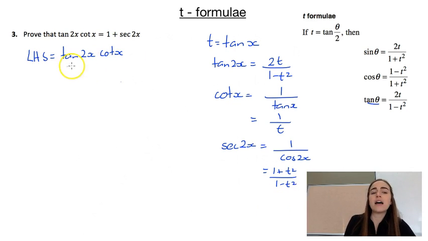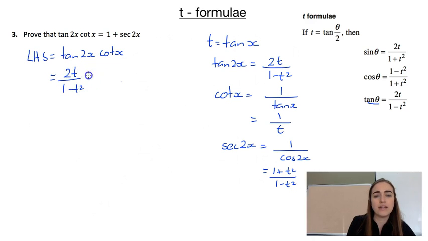Now to prove this, I'm going to start with my left-hand side. I'm going to simplify it down. And then I'm going to jump to my right-hand side and simplify that down, but show that they simplify to the same thing. So substituting these in, I'm going to have 2t over 1 minus t squared times my cot x, which was 1 over t. So my t's would cancel, and I'll just end up with 2 over 1 minus t squared. So that's what my left-hand side can be manipulated into.